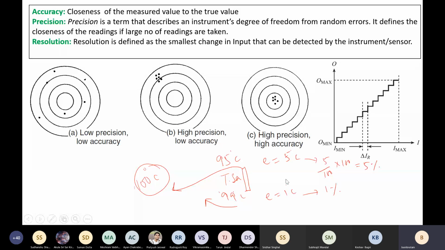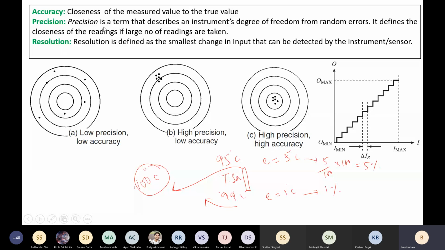In this context, we call the accuracy of the second sensor 1%, and the accuracy of the first sensor 5%, right? So we don't say the accuracy is 95% or the accuracy is 99%. Rather, we say the accuracy for the first sensor is 5%, and for the second sensor it is 1%. So technically, if someone asks you which sensor is better, if some sensor is showing 60% accuracy and some sensor is showing 2% accuracy, obviously you will go for the 2%, because accuracy is related to your error value.